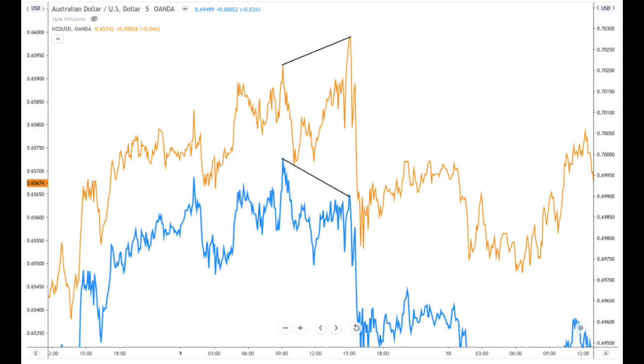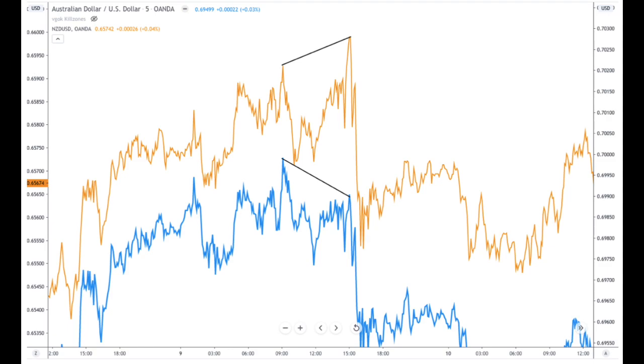Now again, in orange we've got NZD/USD, and in blue we've got AUD/USD. These are the two correlating pairs. In this scenario we can see that NZD/USD has created a higher high, but AUD/USD created a lower high. So the AUD/USD in the blue chart has created this lower high right here.